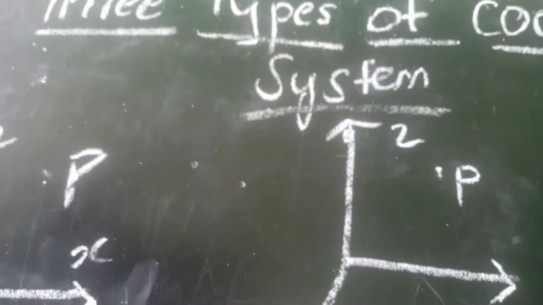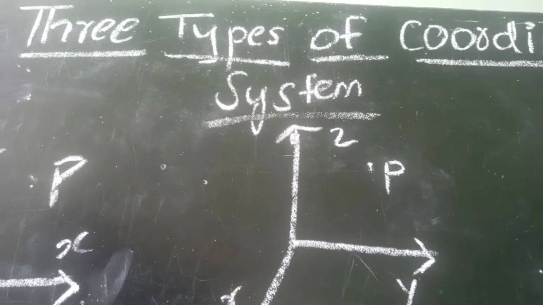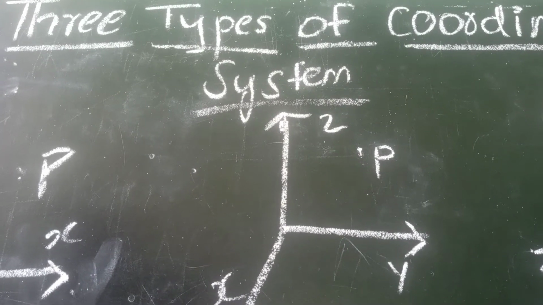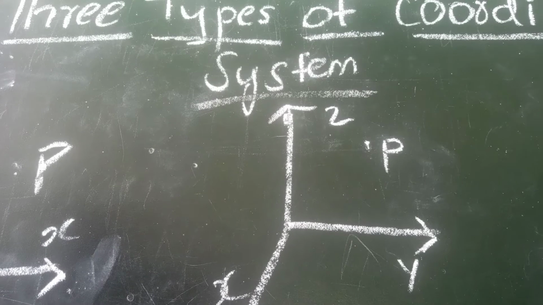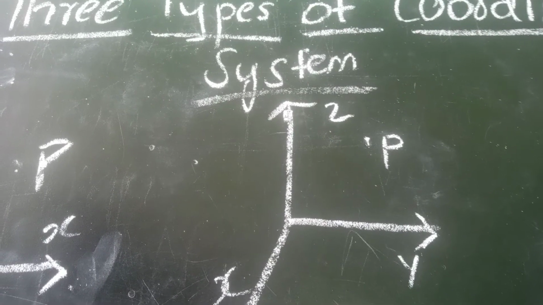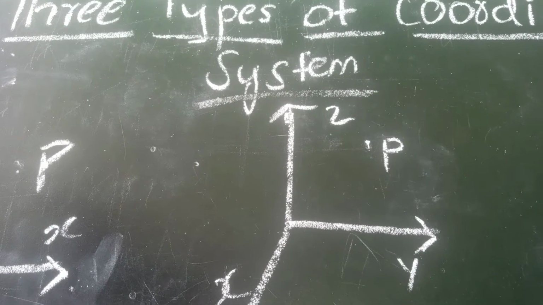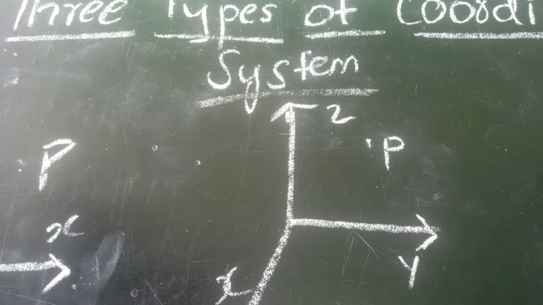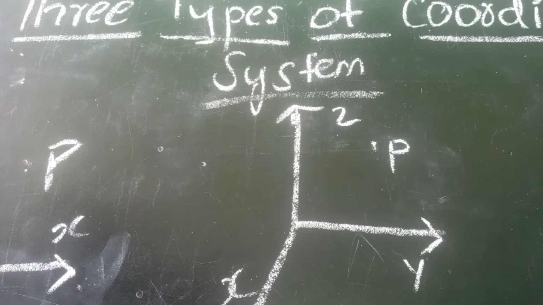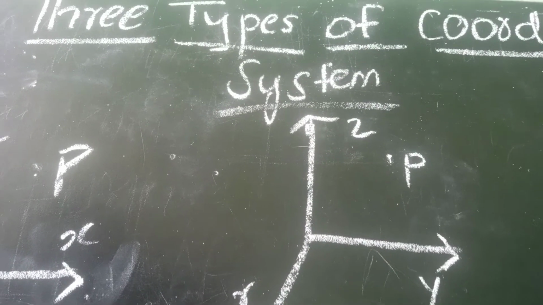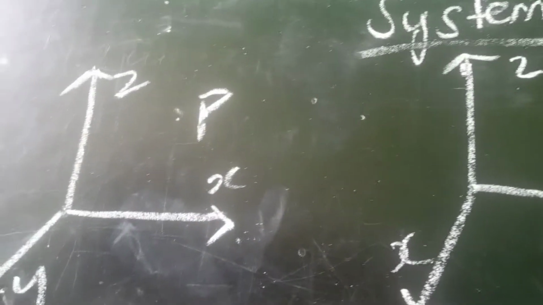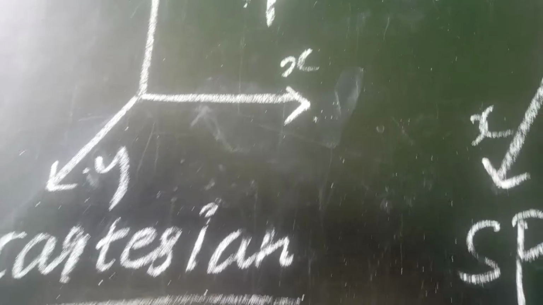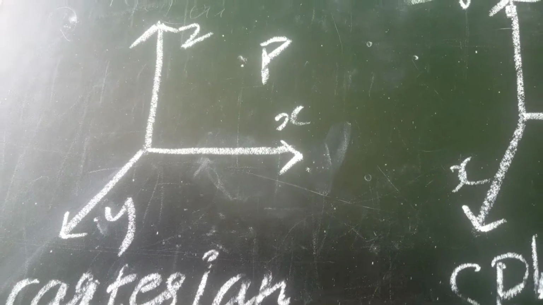Hi everyone. Today we will see about different types of coordinate systems. If you want to locate a point in space, we definitely need a reference frame. In physics, we will learn about many kinds of frames of reference, but for now, we will learn about three basic coordinate systems. We already know about the Cartesian coordinate system, which involves three sides.